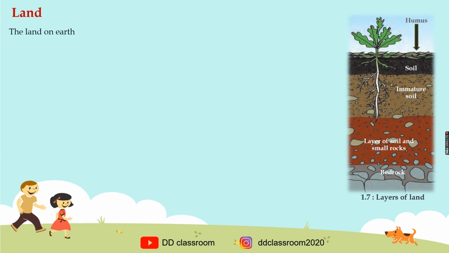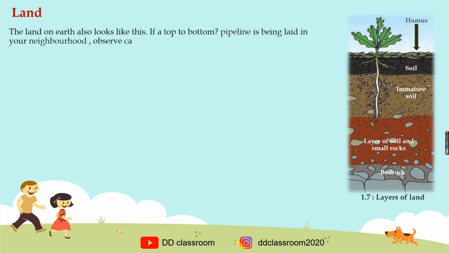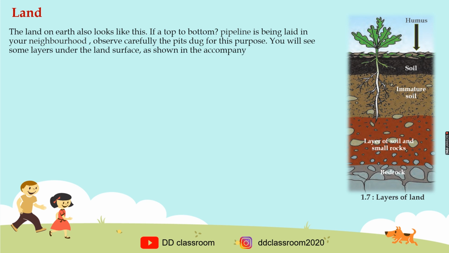The land on earth also looks like this from top to bottom. Suppose a pipeline is being laid in your neighborhood. Observe carefully the pits dug for this purpose. You will see some layers under the land surface, as shown in the accompanying figure.